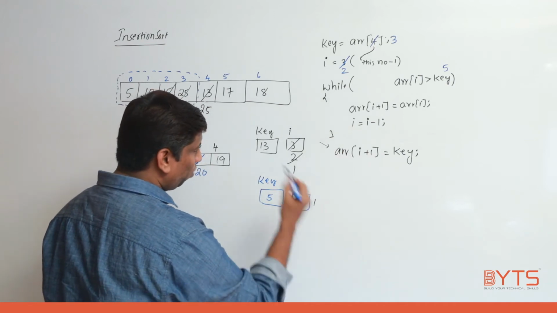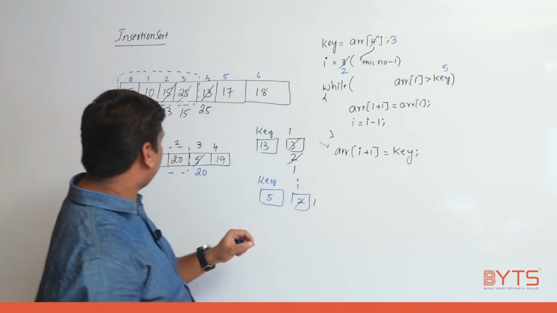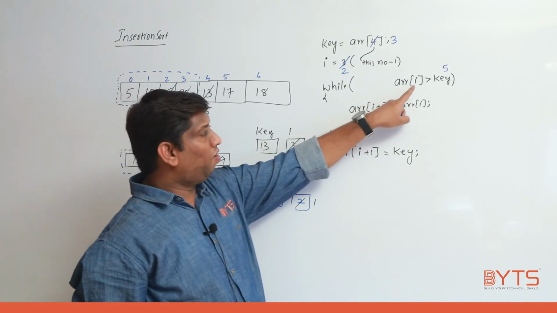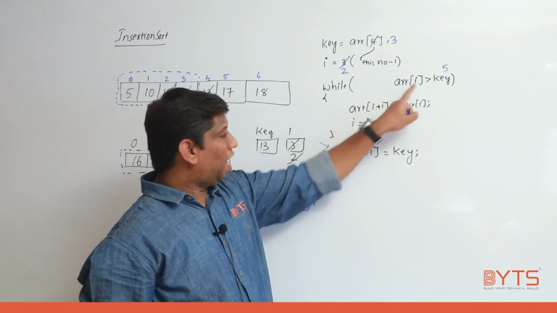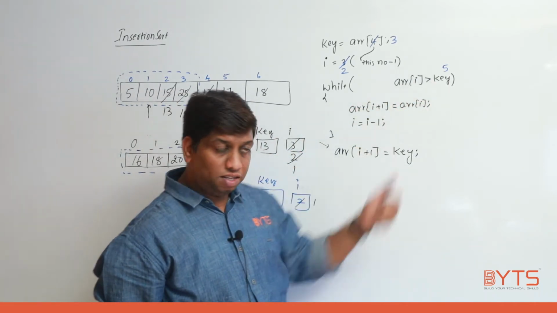I value will become how much? 1. End of the loop, come here. Understanding my point, right? See, now what is the value of I? 1, I mean to say ARR of 1 means 18. 18 is greater than 5, true.